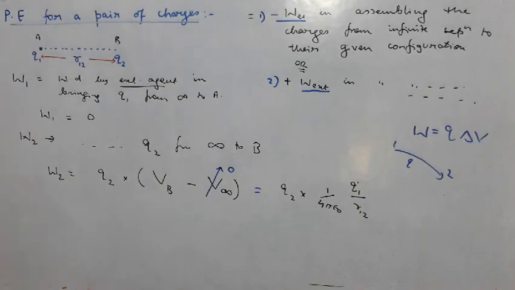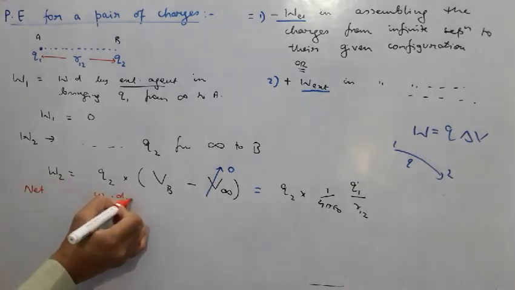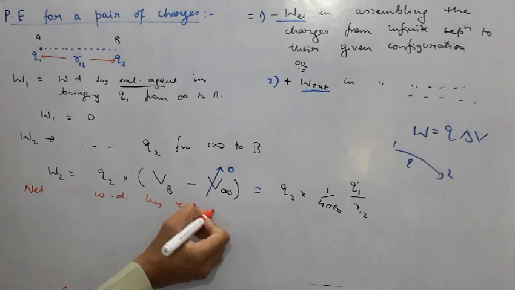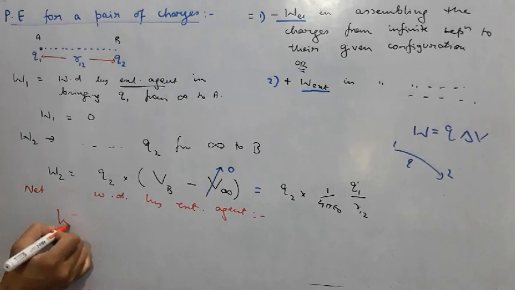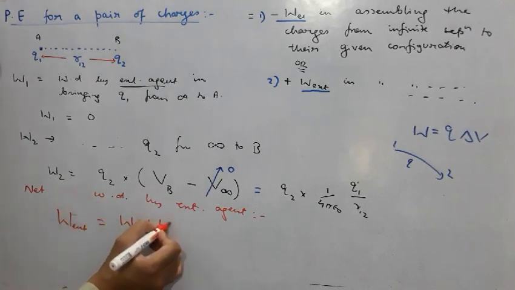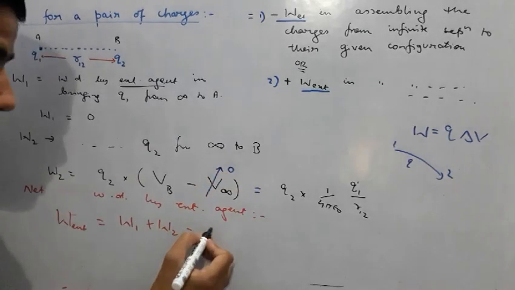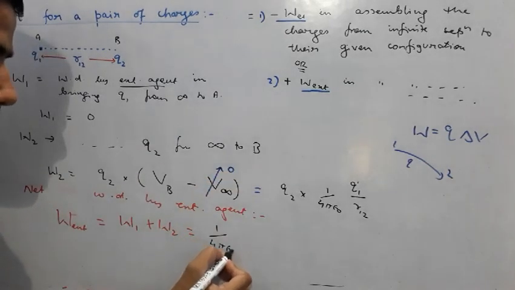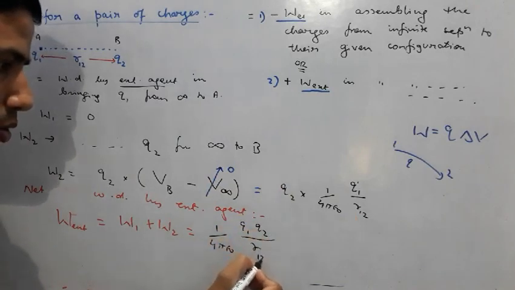Therefore we find the net external work, or net work done by external agent, W, that we will write as W external. This will be equal to W1 plus W2. But since W1 is equal to 0, W1 plus W2 we can write directly as this sum, that is 1 upon 4 pi epsilon naught times Q1 into Q2 upon R12.